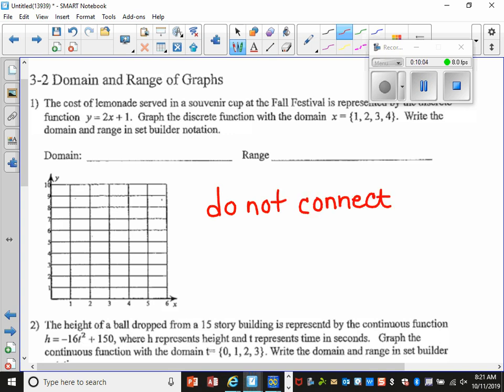Basically what you're doing is making a t-table with these values 1, 2, 3, and 4, and you're just going to pair them up with the y values and plot the points. After we do that, we're going to list our numbers in numerical order for our domains and ranges. So we're going to grab the graphing calculator and put in this function right here, because we can have the calculator give us the y values. So 2x plus 1.